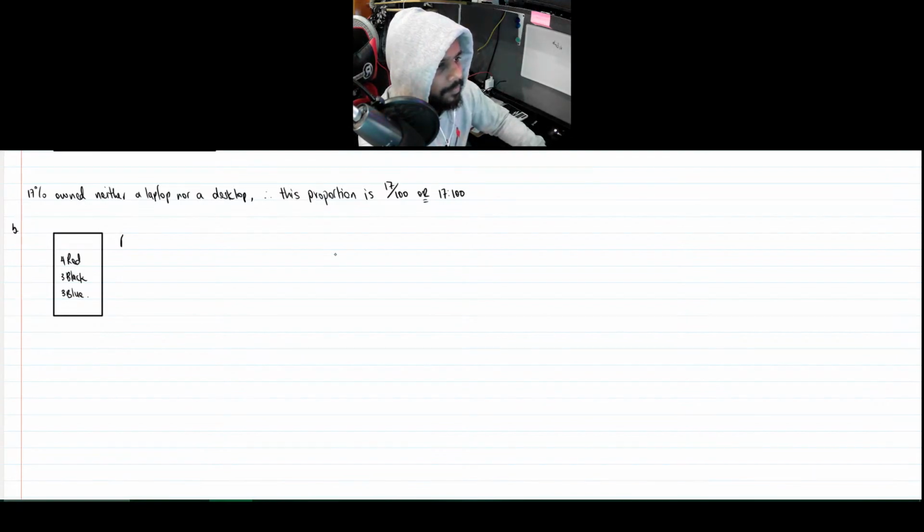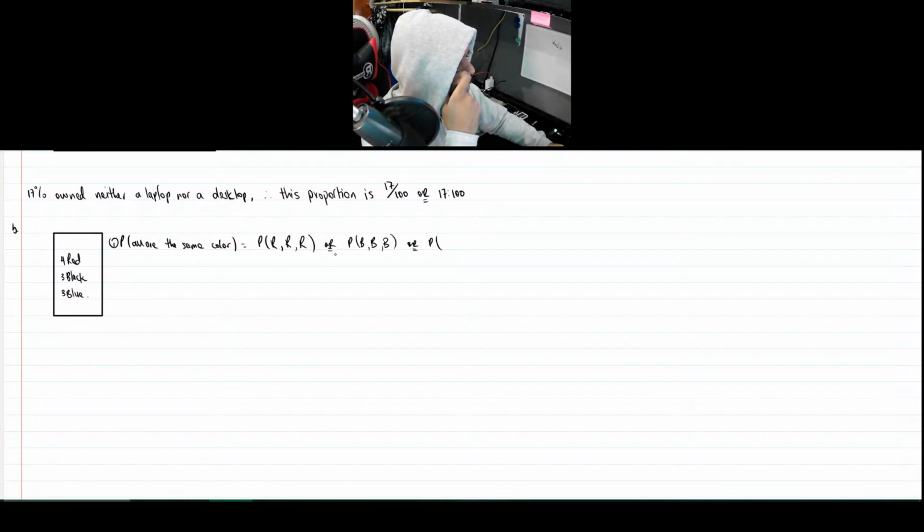The probability, this is part 1, that all are the same color is equal to the probability that I draw a red, then a red, then a red, or the probability that I draw a black, then a black, then a black, or the probability that, oh god, blue starting with B as well.